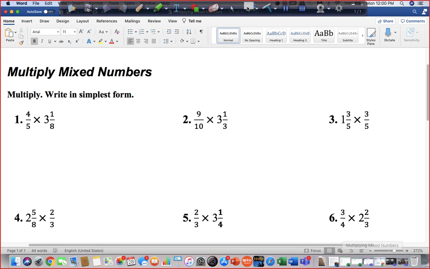So I'm going to rewrite this first question on another sheet. 4/5 times 3 1/8. Okay, so I need to change this 3 1/8 into an improper fraction. Now there's two ways you can do this. One of the ways is, I feel like, more involved than the other. So I'm going to teach both ways, and then we'll probably be doing the shortcuts.